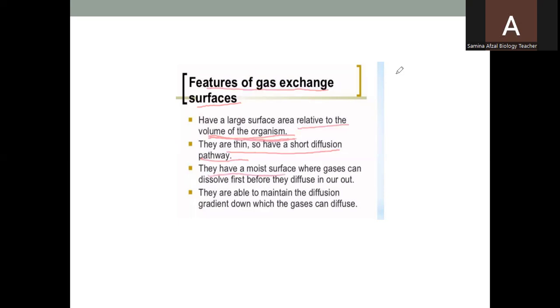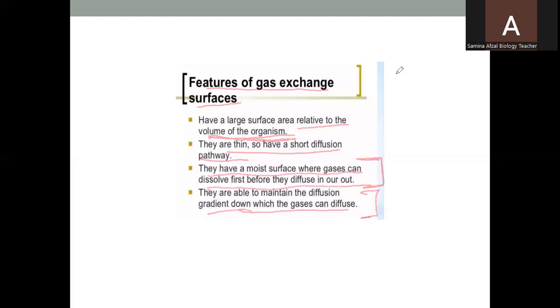They have a moist surface where gases can dissolve first before they diffuse in and out. So if the moist surface is there, gases will dissolve into that water, then they will diffuse from one side to the other, that is from higher concentration towards the lower concentration. They are able to maintain the diffusion gradient.